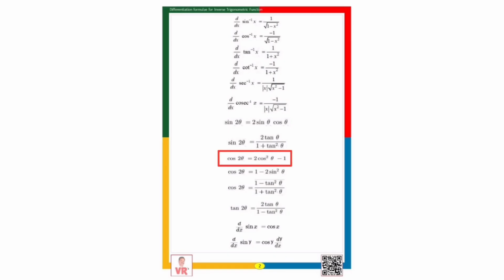Cos 2 theta equals 2 cos square theta minus 1. Cos 2 theta equals 1 minus 2 sin square theta. Cos 2 theta equals 1 minus tan square theta by 1 plus tan square theta. Next, tan 2 theta. Values of 2 theta we are reminding actually. Tan 2 theta equals 2 tan theta by 1 minus tan square theta. Compare with sin 2 theta, it is 2 tan theta by 1 plus tan square theta. This is 2 tan theta by 1 minus tan square theta. There is a comparison between sin 2 theta and tan 2 theta.